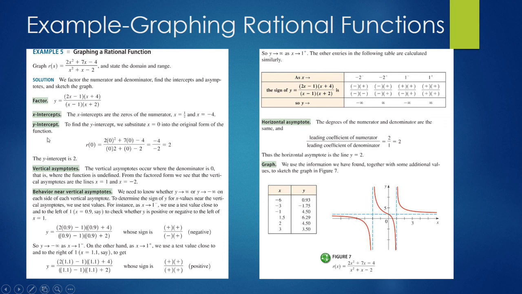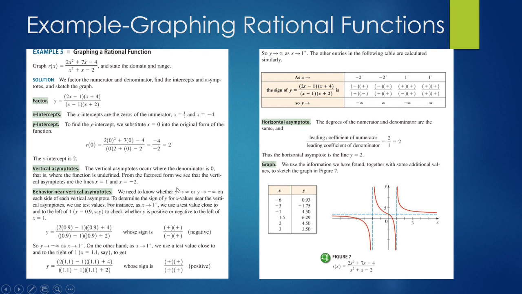Find your y-intercepts as well. You substitute in x for 0, and that gives you your y. Then you have your vertical asymptotes, as I said, at 1 and -2.